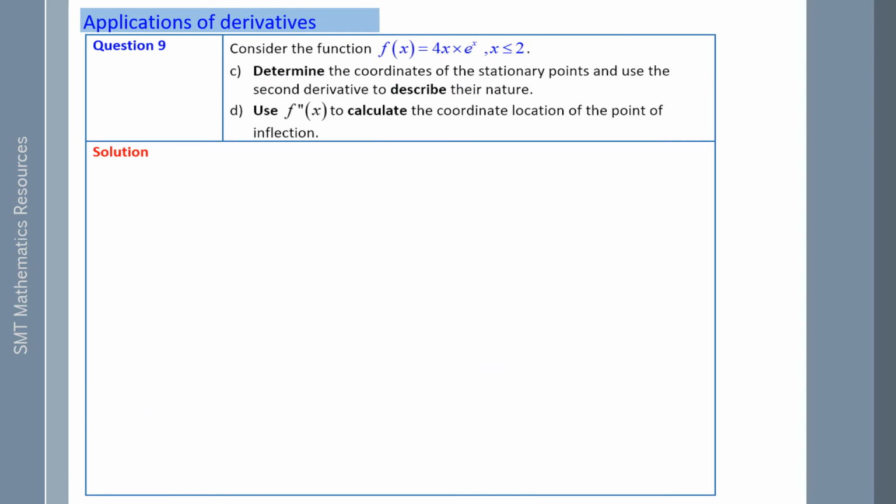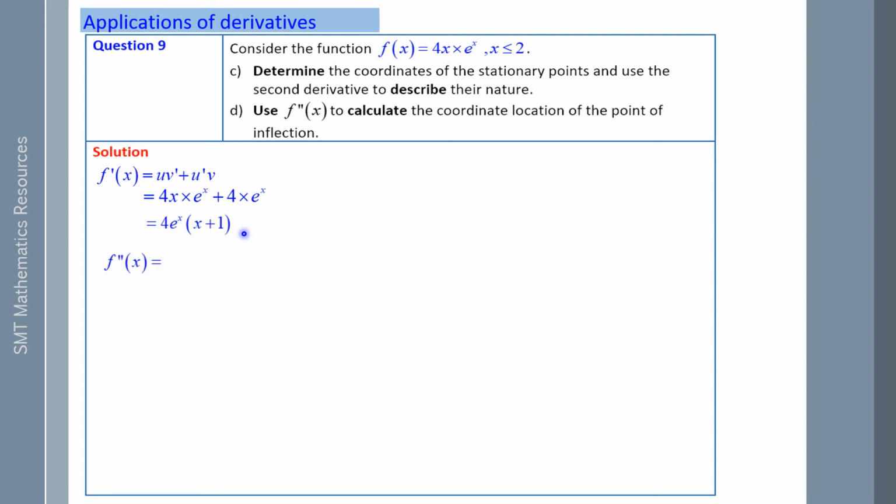Consider the function f(x) equals 4x times e to the x, where x is less than or equal to 2. Determine the coordinates of the stationary points and use the second derivative to describe their nature. First of all, we're going to have to use the product rule, where 4x is u and e to the x is v. So u is going to be your 4x, the derivative of e to the x is e to the x, the derivative of 4x is 4, and v is e to the x. If I factorize out the 4e to the x, which is common to both terms, I'm left with 4e to the x outside of x plus 1.